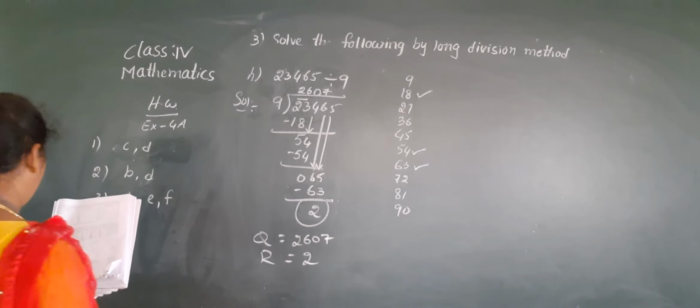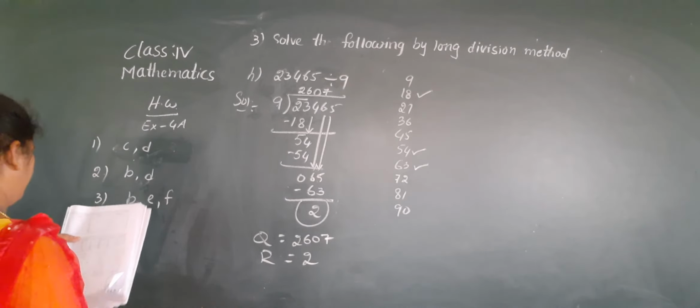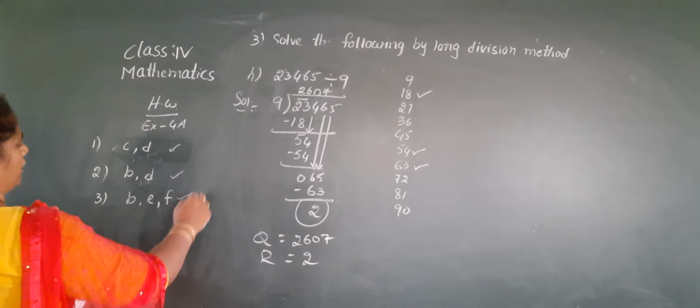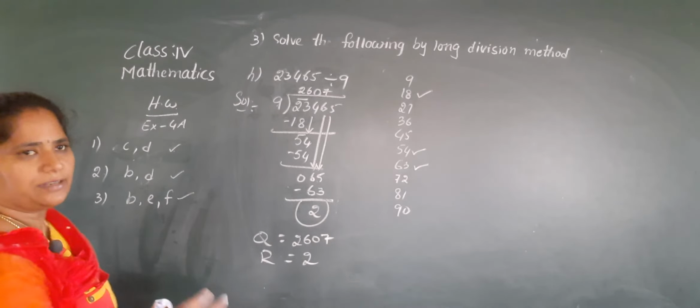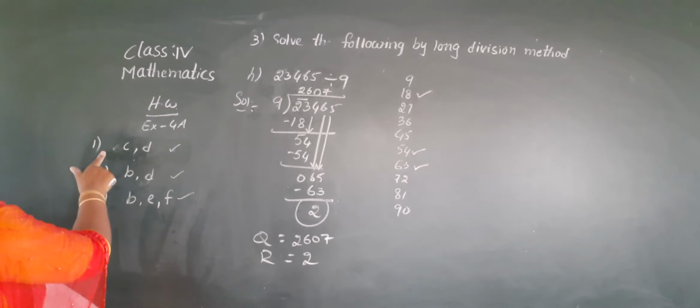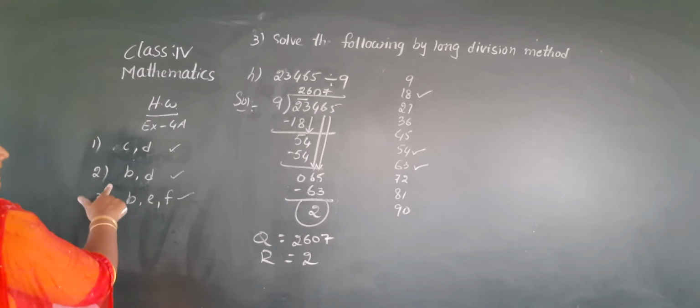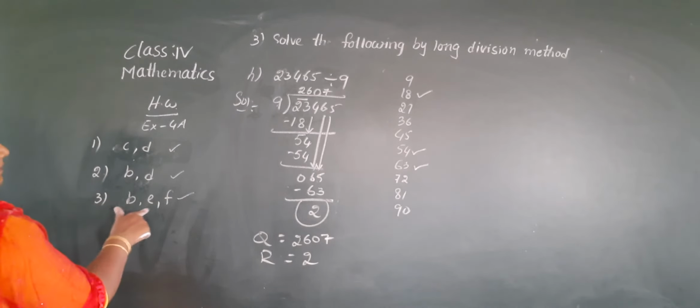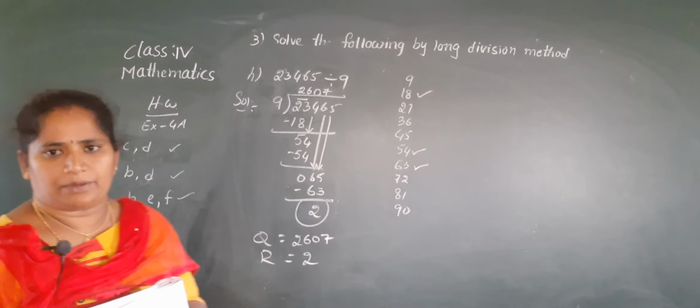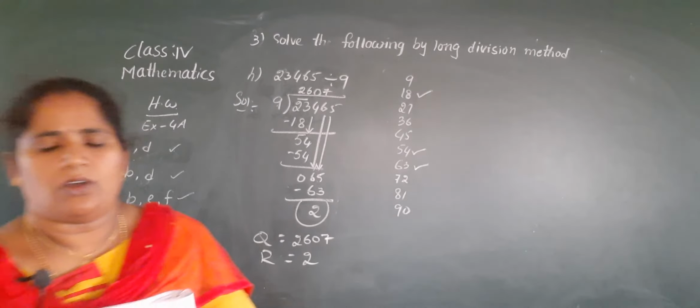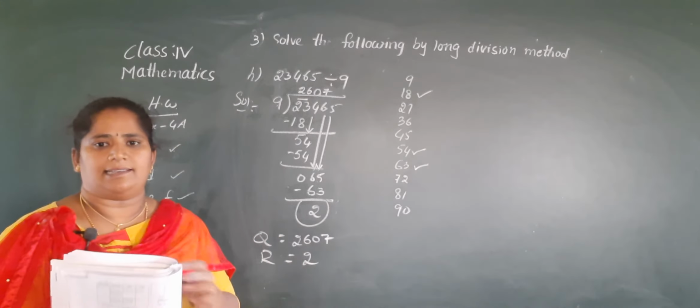So you do B, E, F. Homework problems. These problems you have to do in the homework book. Exercise 4A, first Roman C, D problems, second Roman B, D, third Roman B, E, F in your homework book. Okay children? So I hope you understand today's class, Nana.